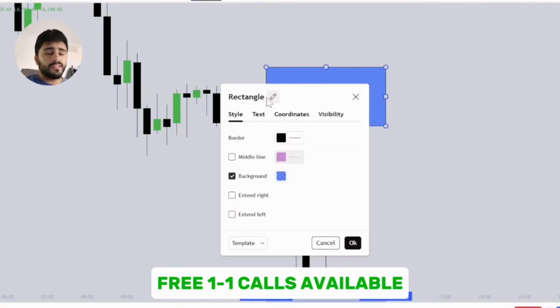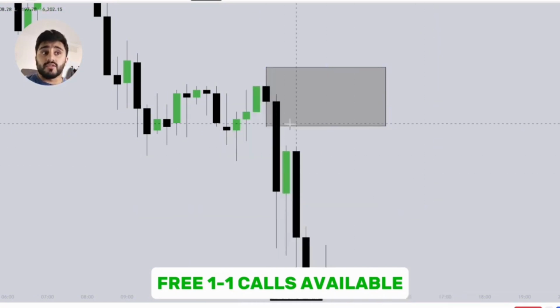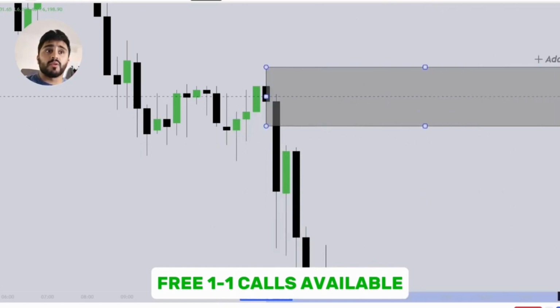If you have any doubts on this, just drop any comments below. I'll be more than happy to answer any questions on this. This is my fair value gap. This is my point of interest. This is the fair value gap. This is my point of interest.